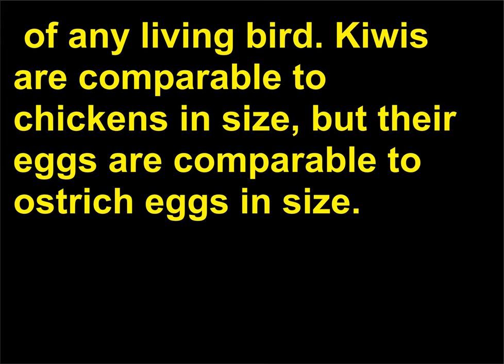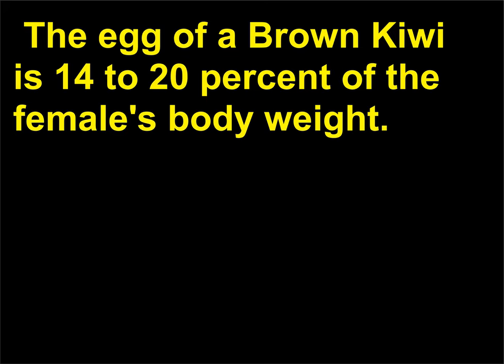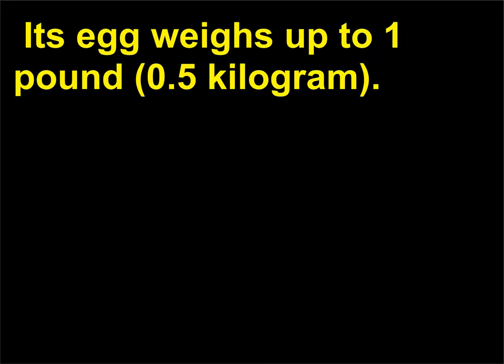of any living bird. Kiwis are comparable to chickens in size, but their eggs are comparable to ostrich eggs in size. The egg of a brown kiwi is 14 to 20% of the female's body weight. Its egg weighs up to 1 pound, 0.5 kilogram.